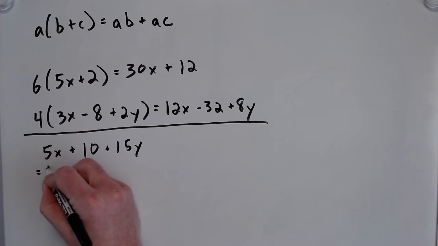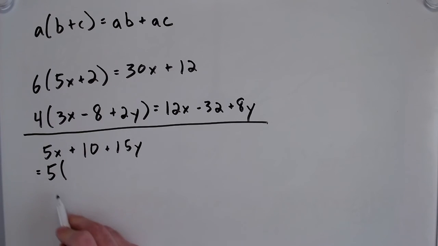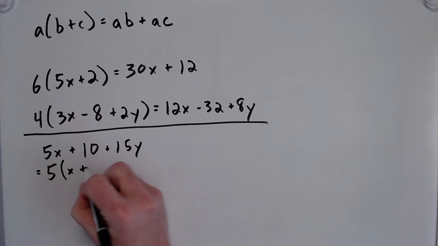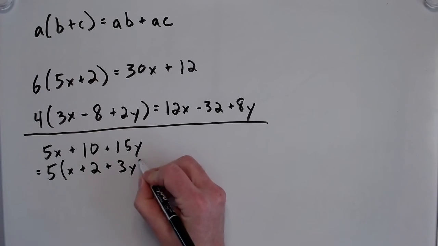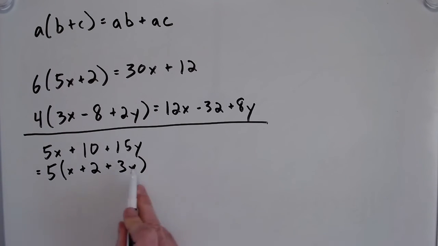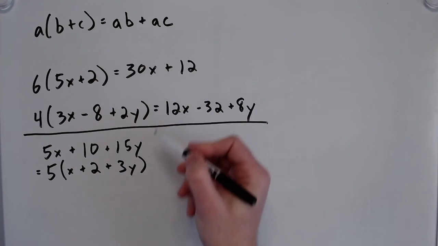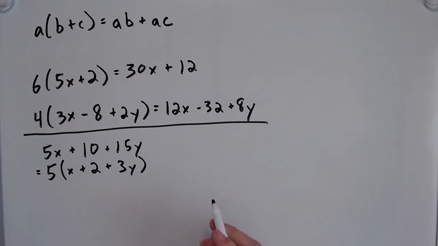I'm going to put a 5 out front, start the parentheses. So 5 times what gives you 5x? In this case, it's x. 5 times what gets you 10? Well, that's 2. 5 times what gives you 15y? 3y. So we've factored out 5 to give us this. Again, the opposite of distributing is factoring. Let's do one more factoring problem.